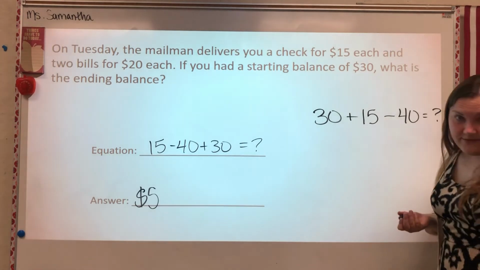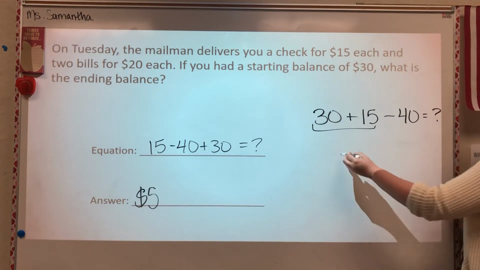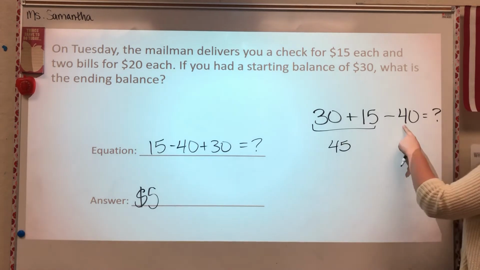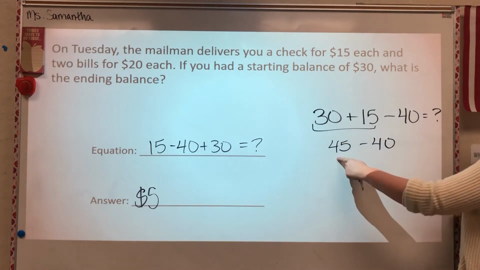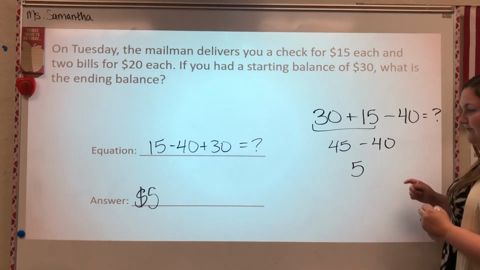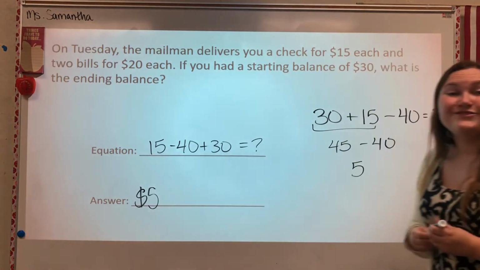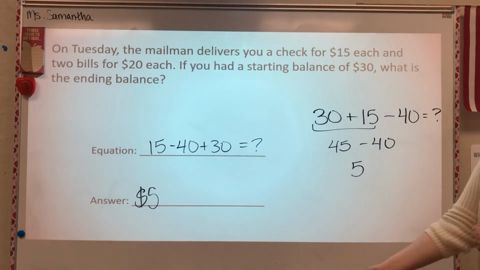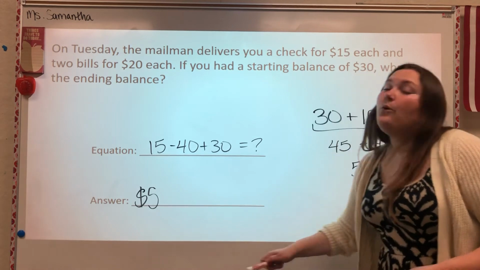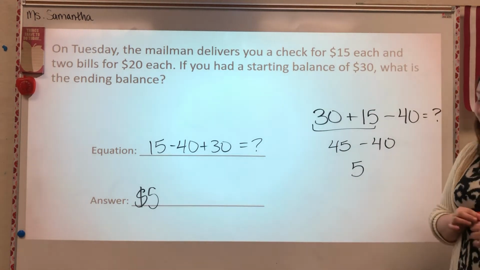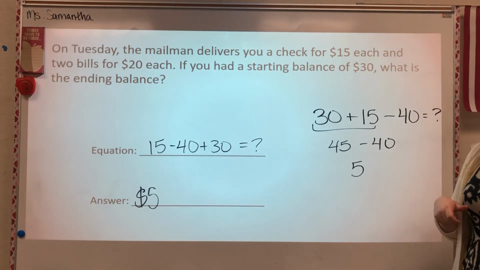Well, let's do the math and find out. 30 plus 15 is 45. We still have that minus 40. 45 minus 40, that's 5. They are the same. So one thing I like to point out to students at this point is the order of the numbers does not matter as long as the signs are consistent.